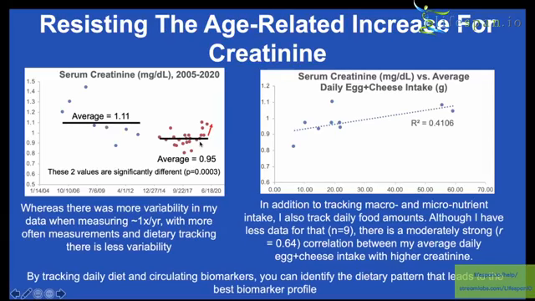For whatever reason, whether it's acid load or too much animal protein or what, I limit how much egg and cheese I take in to keep my creatinine levels from going up. So just to illustrate, by tracking daily diet and circulating biomarkers, you can identify the dietary pattern that leads to the best biomarker profile for you.